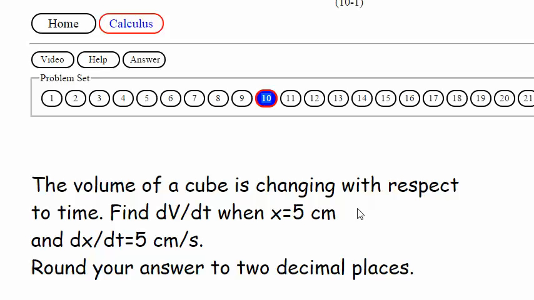So let's write down what it says here quickly. The volume of a cube, dv over dt, that's what we're looking for. X is equal to 5 centimeters, so you should be writing this stuff down. Dx over dt is equal to 5 centimeters per second, and we're going to round to 2 decimal places. Okay. I thought I already did this problem, but I guess I haven't.